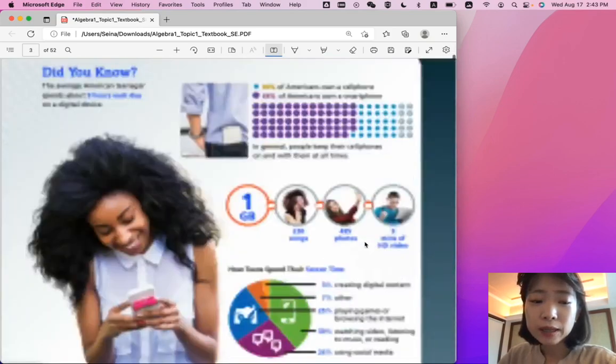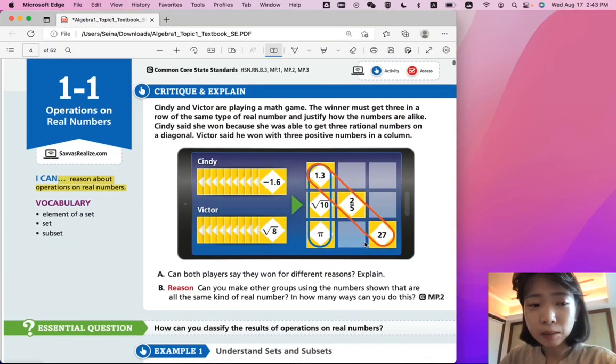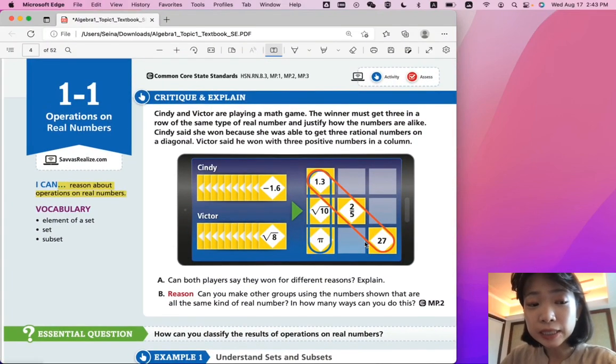All right, let's start with lesson 1, operations on real numbers. In this lesson, we'll be able to reason about operations on real numbers. We'll see the vocabulary, element of a set, and subset in this lesson. Let's start with critique and explain.